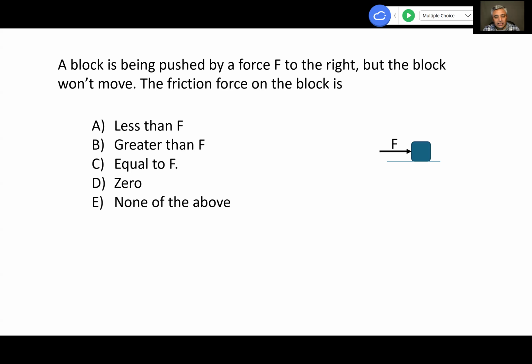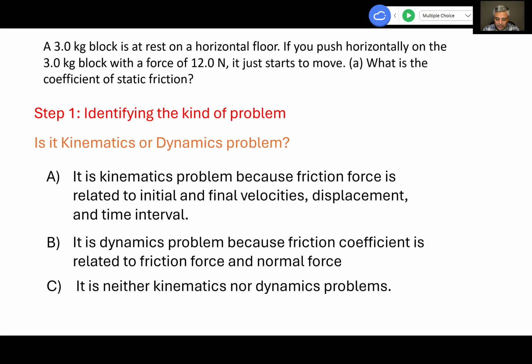Now let's look at one example. Hopefully that will even clarify that question. I'm bringing this problem here. This problem has two parts, but I just brought the first part first. Here it is asking for the coefficient of static friction because the object is at rest on a horizontal floor, and it says it just starts to move. That is a critical, threshold situation. So it's talking about the maximum static friction force situation.